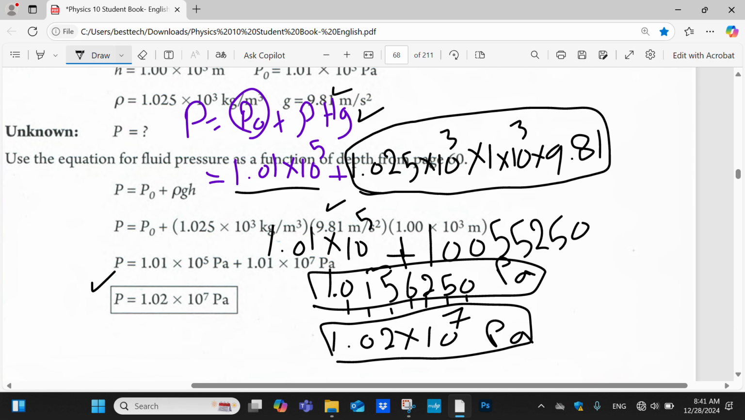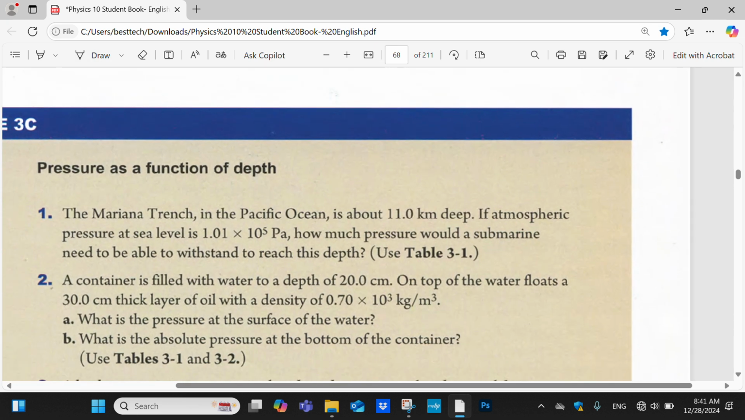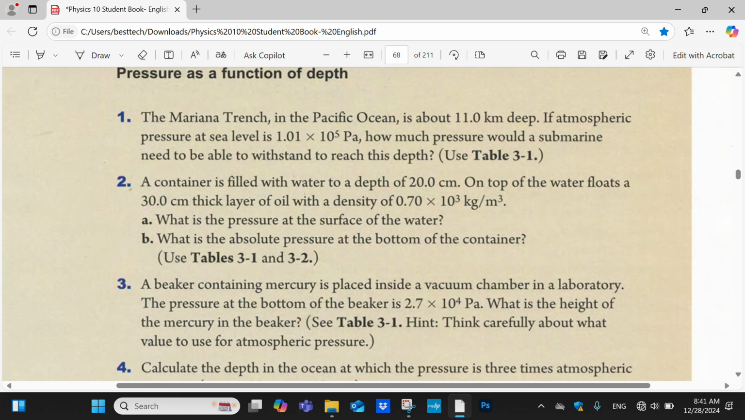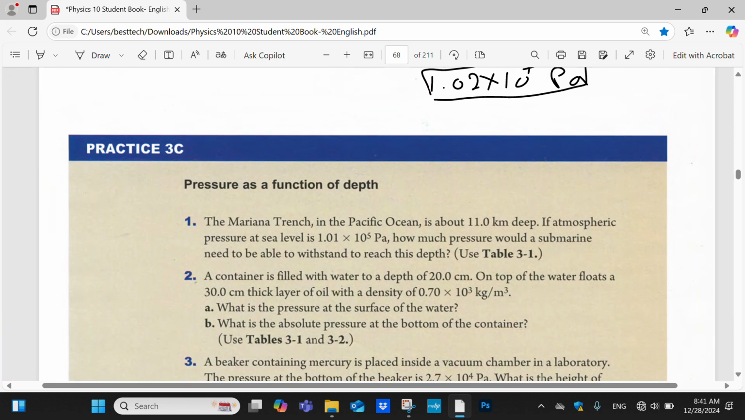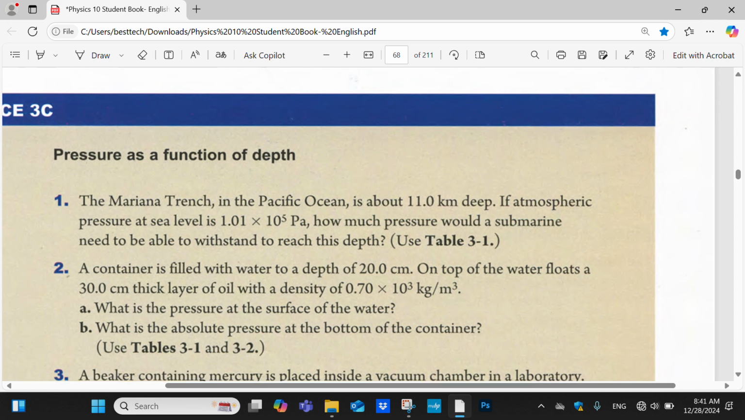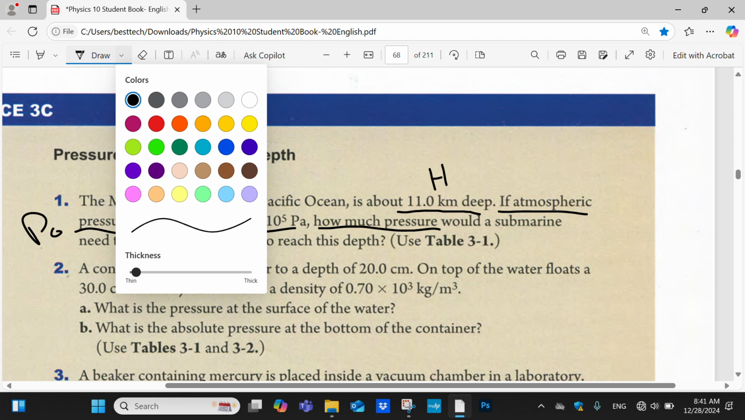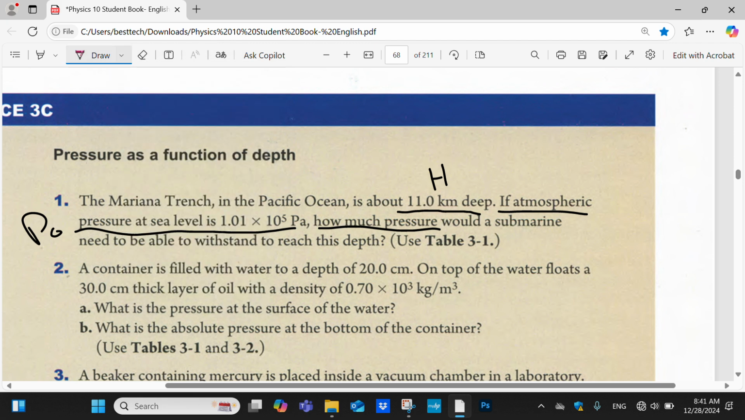Students, this is question 1. Another question 1 now on page 62. Look, another example. The Mariana Trench in the Pacific Ocean is about 11 kilometers deep. Again, this is H, and again P naught is the atmospheric pressure. Find the total pressure. Easy. Do the same rule. I'm going to write it here.